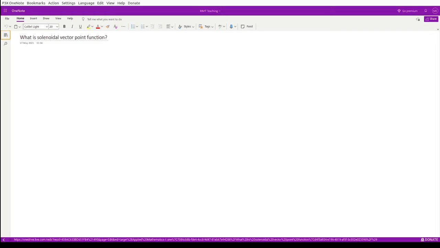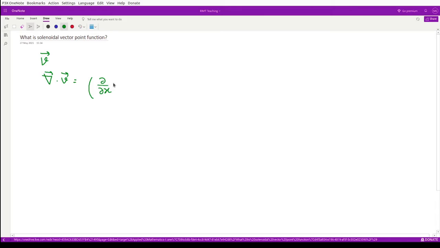In the previous video we have studied about divergence of some vector quantity. So let me define it again for you. Suppose we wanted to calculate the divergence of vector v. Then divergence of vector v is defined to be when we take the dot product of the vector del by del x i cap plus del by del y j cap plus del by del z k cap dot with the vector v. Suppose its components are vx i cap plus vy j cap plus vz k cap.